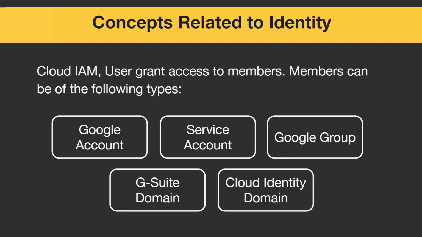Now let's discuss the concepts related to identity. So Cloud IAM grants access to members, and members can be of the following types. We have already discussed the Google account, service account, Google groups, G Suite domains if you have a G Suite service, and the Cloud Identity domain, which is actually your on-premises users, Active Directory users, and the Samba users for Linux.